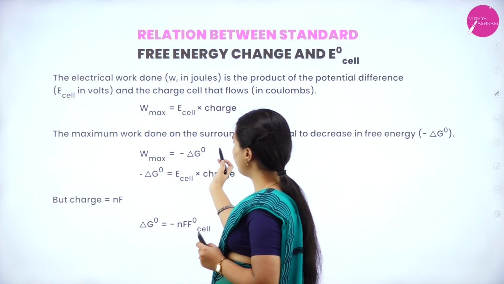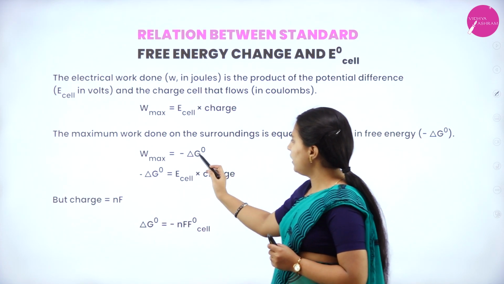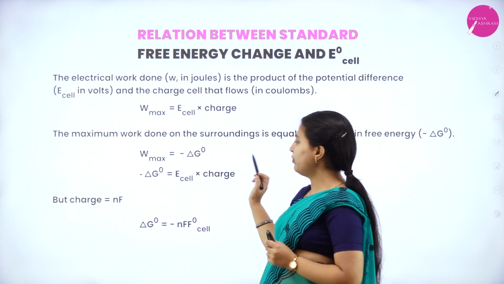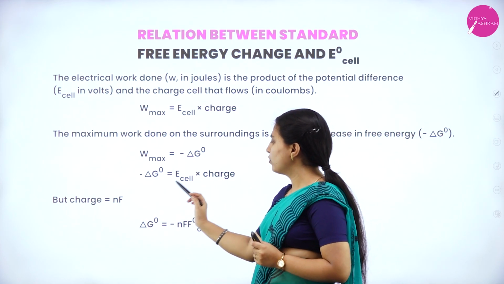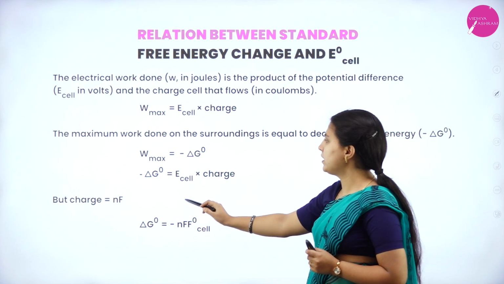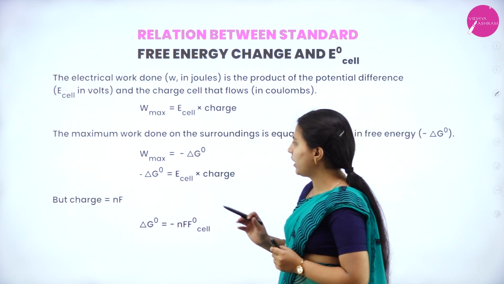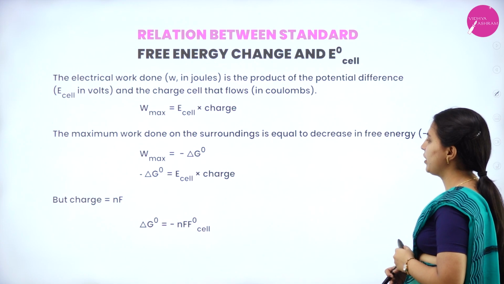If you want to find the free energy, it will be equivalent to E cell into charge, but charge will be equivalent to NF. So the change in free energy will be equivalent to minus NF E naught of the cell. Okay, this is about free energy and electrode potential difference.